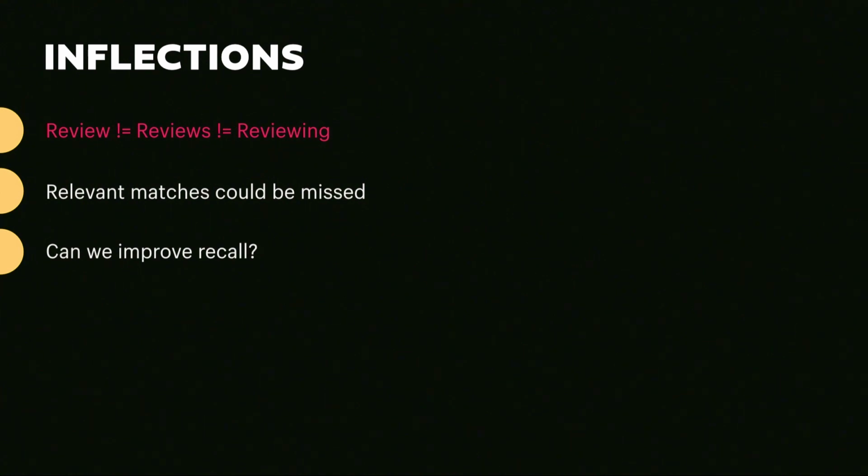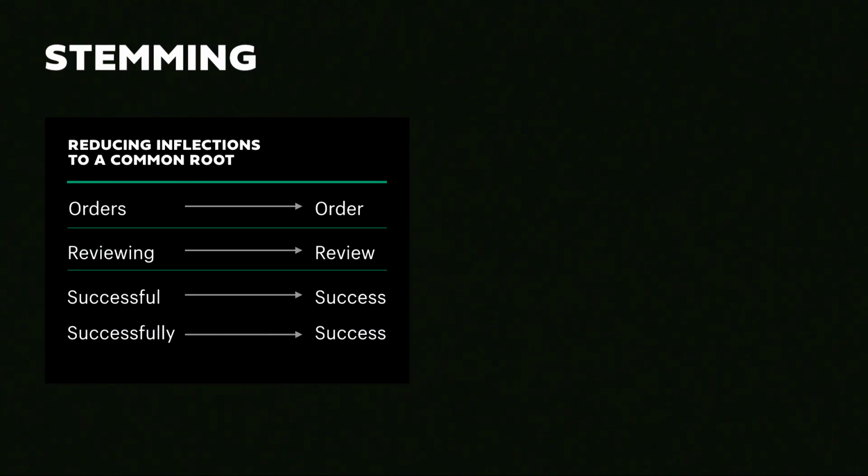In this case, there is a standard solution for that. It's called stemming. Stemming is the process of reducing different inflections to a single root. So here are a few examples. The word orders would be reduced to order, reviewing to review, and successful or successfully will be reduced to success. Now, that will allow us to match all relevant apps.